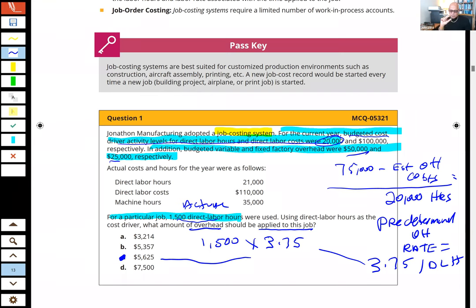But that's basically why we use the 20,000, we use the budgeted. That's how we apply the jobs. Because think about it, you're not going to know what that 21,000 is until the year is over. Meanwhile, you've got jobs going on, so you need to be able to apply the overhead somehow to those jobs as they progress.